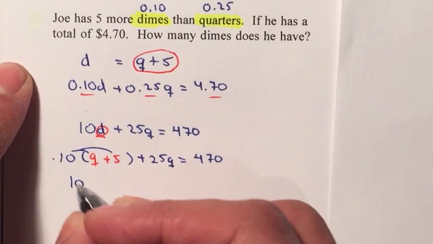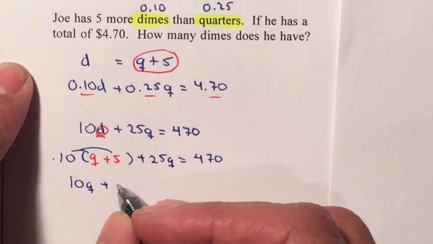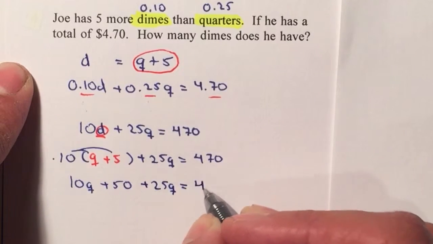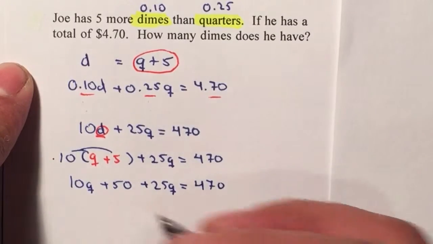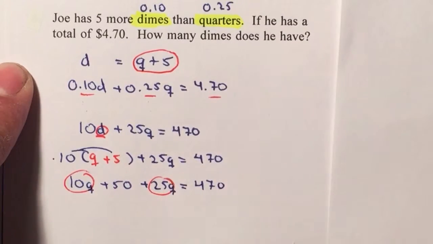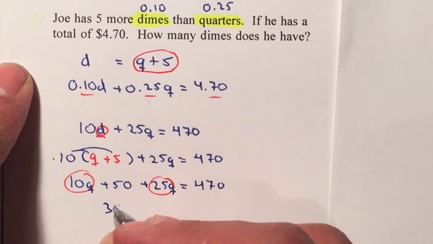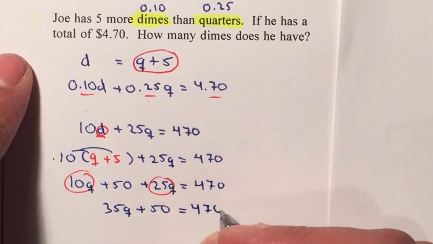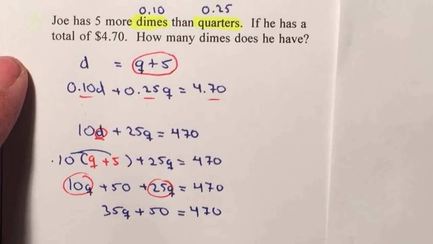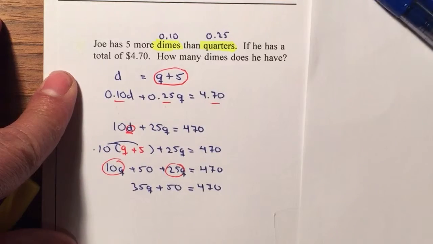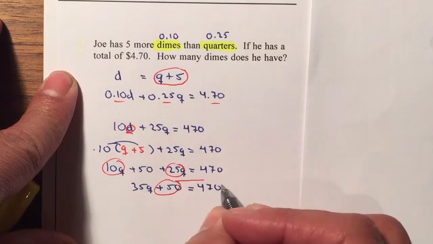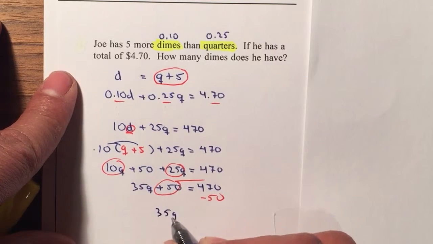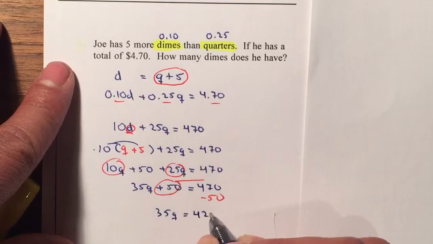Distribute the 10, so we have 10Q plus 10 times 5 is 50 plus 25Q is equal to 470. Combine like terms. That gives me 35Q plus 50 is equal to 470. Now I'm going to move my 50 to the right. We're going to say negative 50. That gives me 35Q is equal to 420.